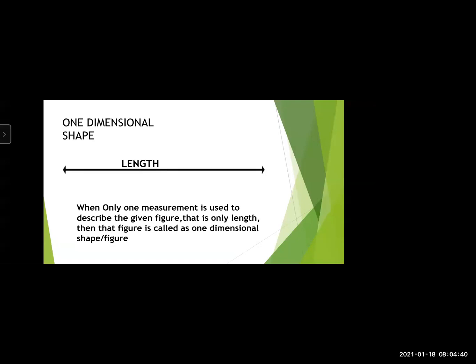For example, take a line, segment or ray. We need only length to measure that figure. So when only one measurement, one dimension, is required to describe a shape, then that shape or figure is called a one-dimensional shape.